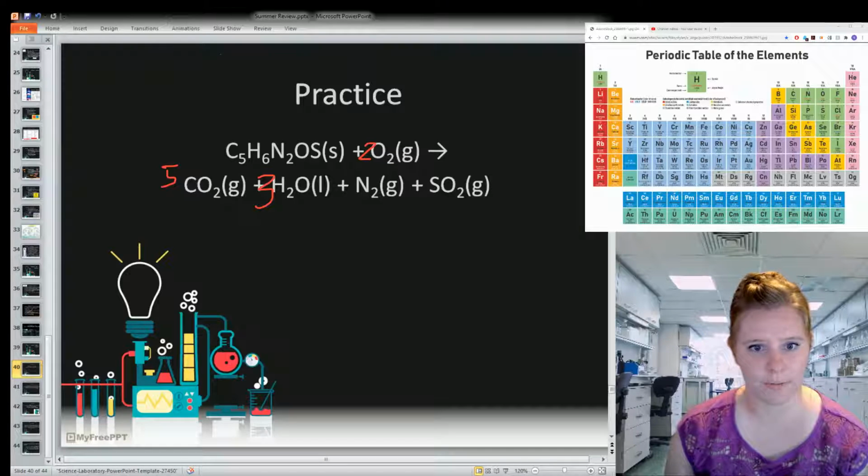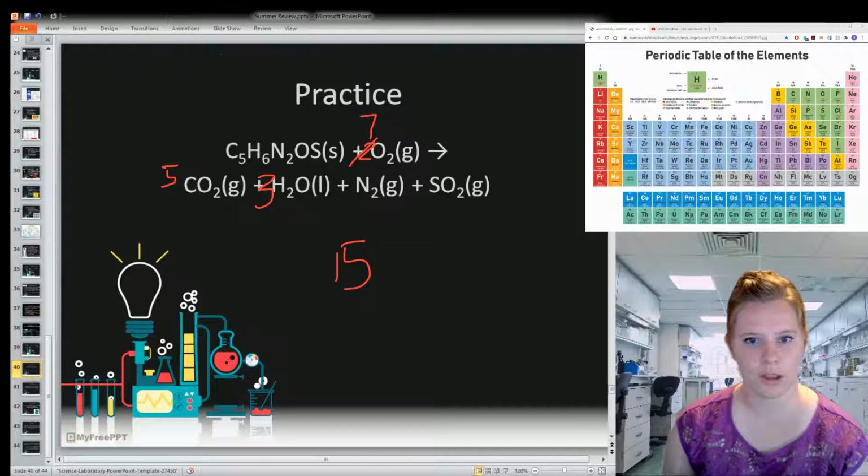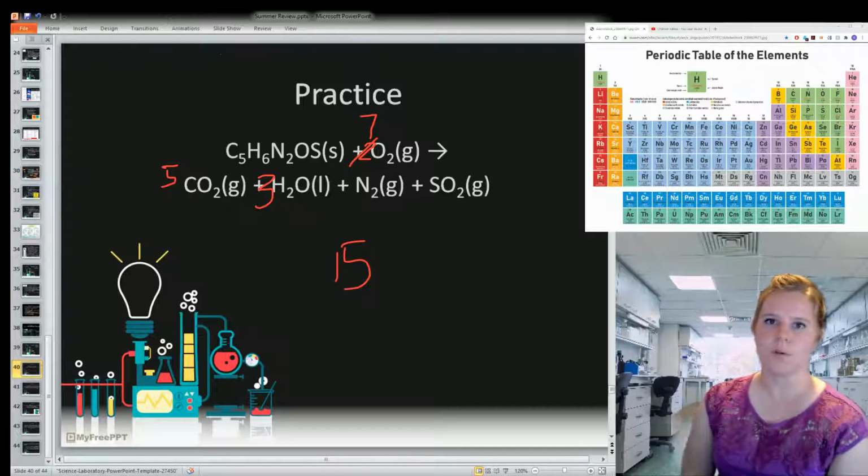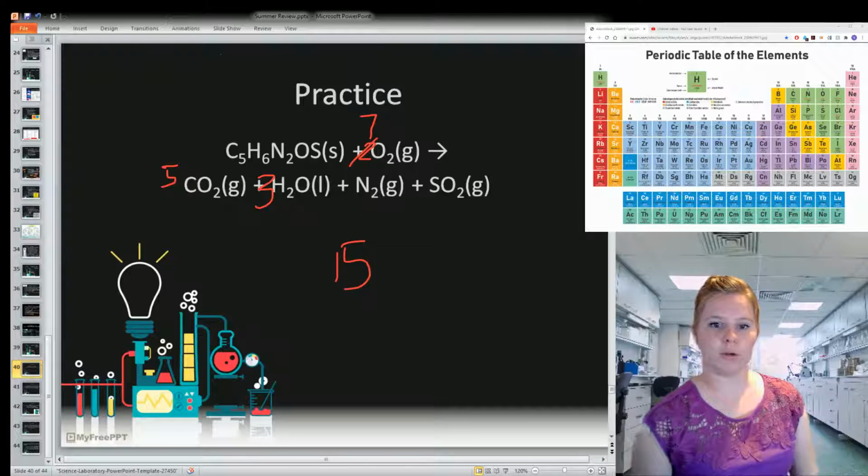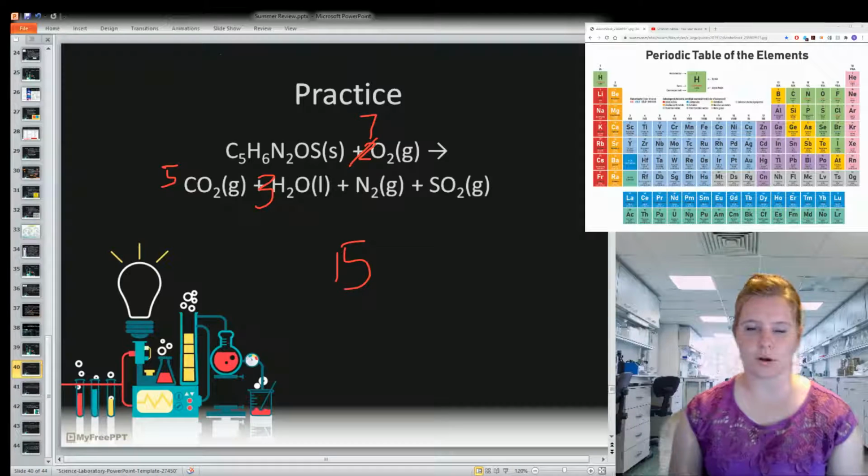5, 5, oh no, I forgot these O2s here, hold on. 5 carbon, 6 hydrogen, 2 nitrogen. No, I forgot oxygen here. So we have 10 plus 3, 13, and 2. This is 15 oxygen. Okay, so we have 1 here. We're going to need 14 here, so that would be a 7. So 7 times 2 is 14, plus 1 is 15. That should be balanced. So sometimes they look really big, but if you keep a few tips and tricks in mind, they're not that bad to solve.